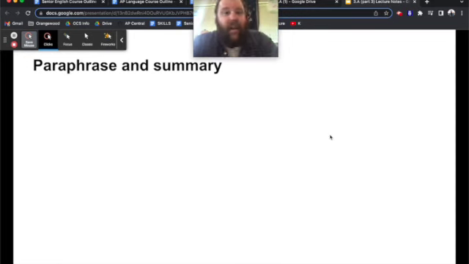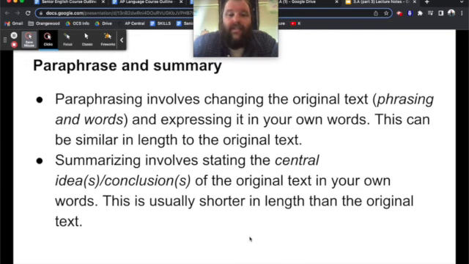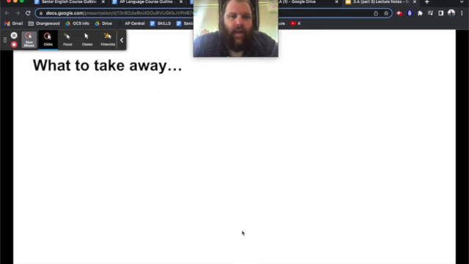Okay. Let's look at paraphrasing and summary. So paraphrasing involves changing the original text, right, the phrasing, the words, and expressing it in your own words. This can be similar in length to the original, right? Whereas summarizing involves, like we said, stating the central idea or the central conclusion of the original text in your own words. This is usually much shorter in length than the original, all right? Again, maybe taking a paragraph or a whole text and summarizing it in a sentence, right? Okay. So what do we take away from here?